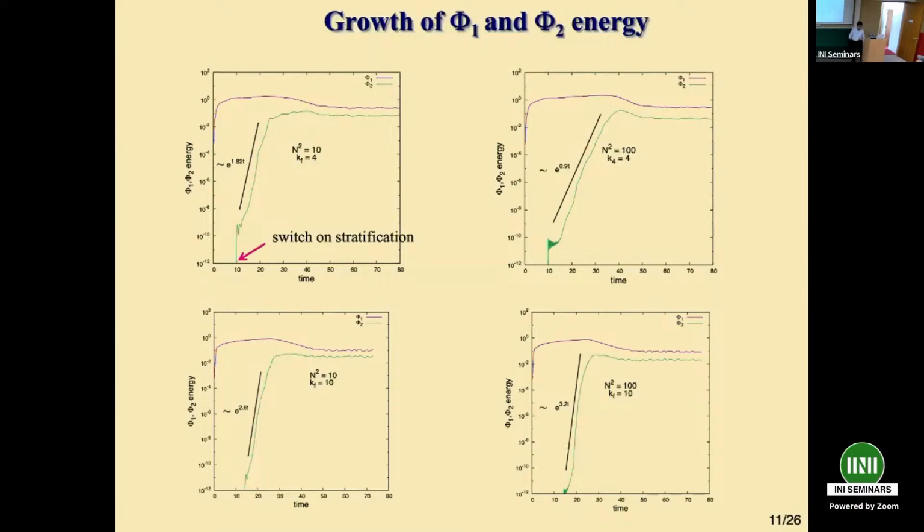Is the total energy conserved? Well, in this case it's forced. It's forced. Yeah. So total energy, well, yeah.